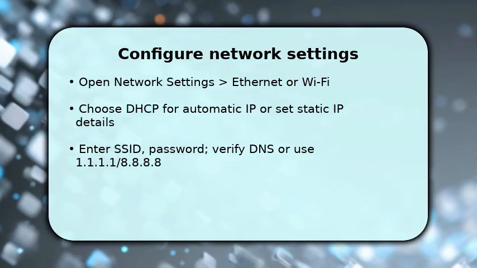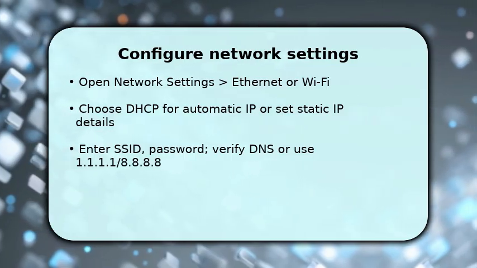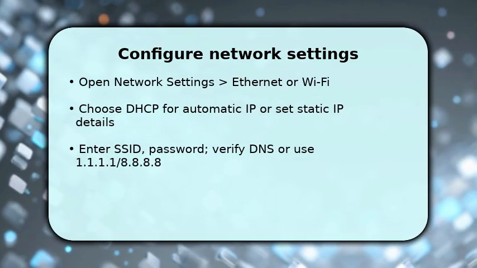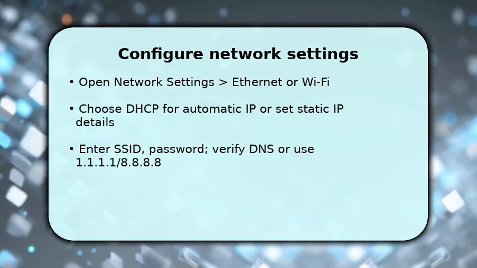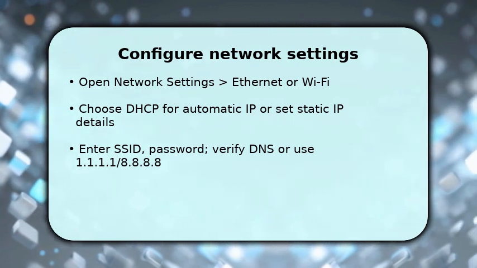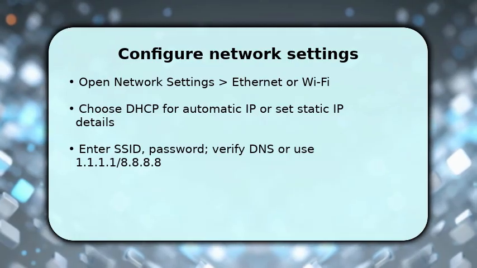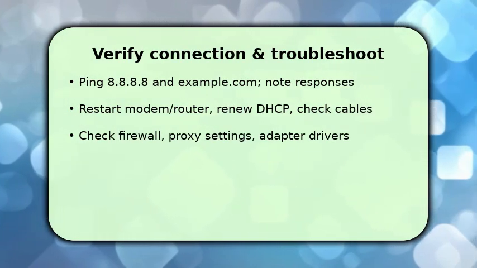Once connected, verify the IP and DNS. You can set DNS to 1.1.1.1 or 8.8.8.8 for reliable resolution. These choices control how your desktop reaches the internet. Finish by verifying connectivity. You should be able to ping 8.8.8.8, for example. Success confirms both routing and DNS.